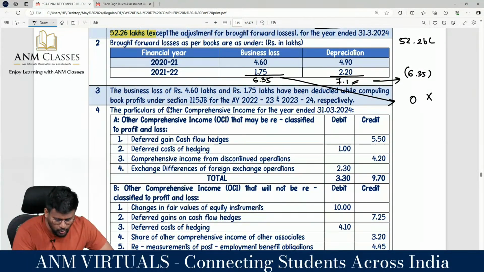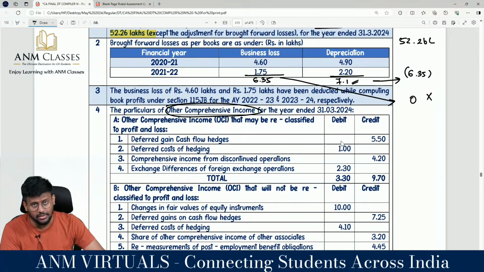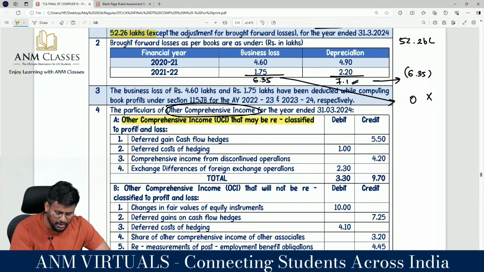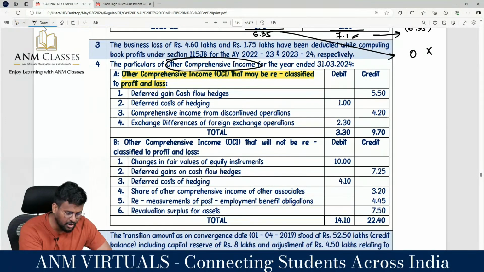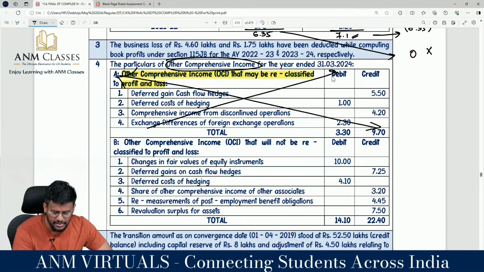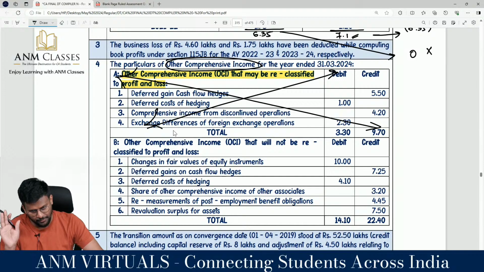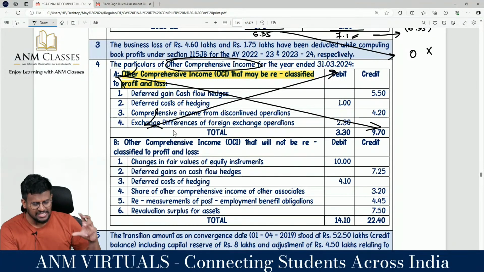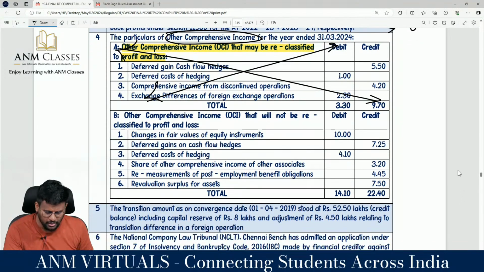The particulars of OCI, other comprehensive income for the year ended 31st March 2024. We have 2 headings. Other comprehensive income that may be reclassified to P&L. If it is reclassified to P&L, as per our MAT adjustment, you just put a cross like this. Don't even read the question, they have given it just to confuse you. Don't adjust that part because it will automatically be reclassified to P&L. Why are you worrying about it?